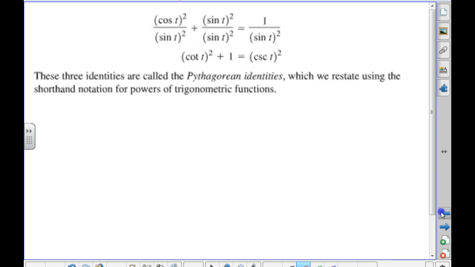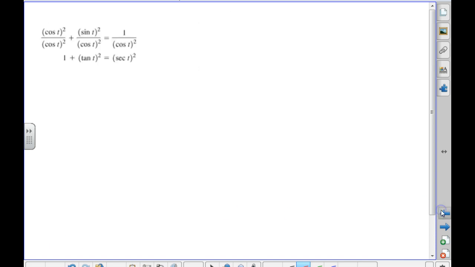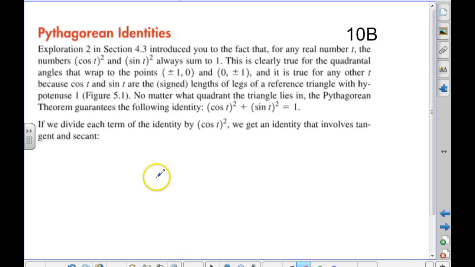Remember when I told you the only thing in the whole wide world that I have memorized is that pi radians is equal to 180 degrees? Okay, I lied to you. I also have memorized cosine squared plus sine squared equals 1. And I will be honest and tell you, that is the only one that I have memorized. The other 2 that we're going to talk about right now, I have to write them out every time because I don't have them memorized.